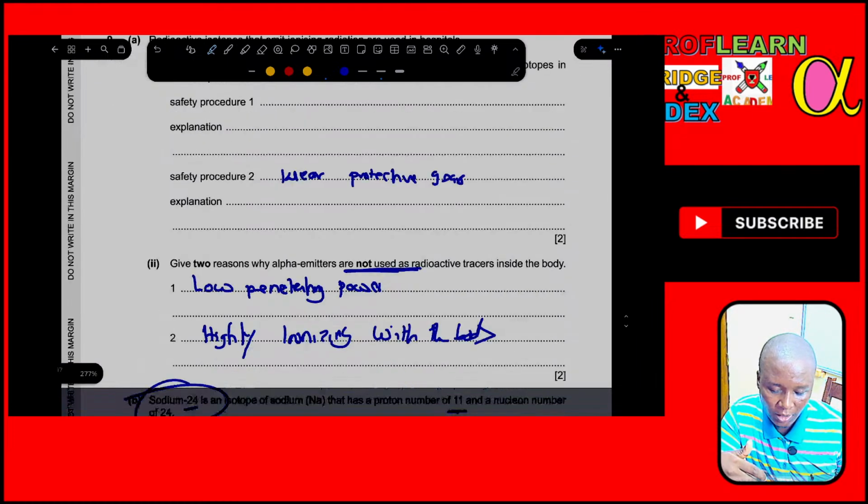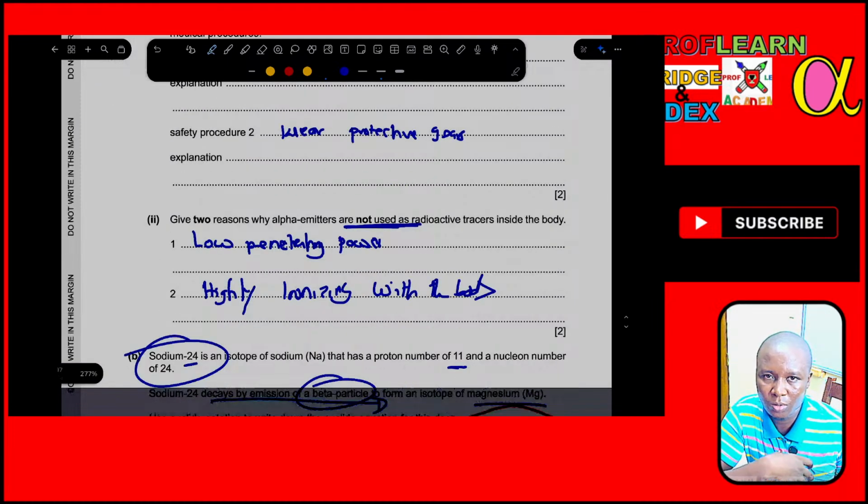So that, and also you can ensure that you operate those machines which emit radiations using remote controls.